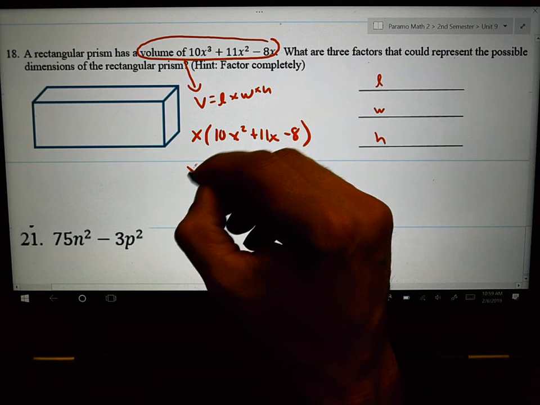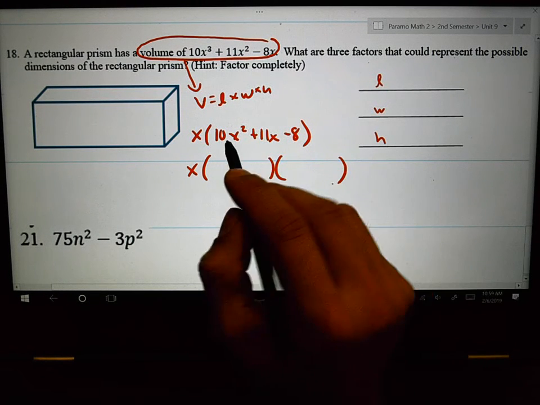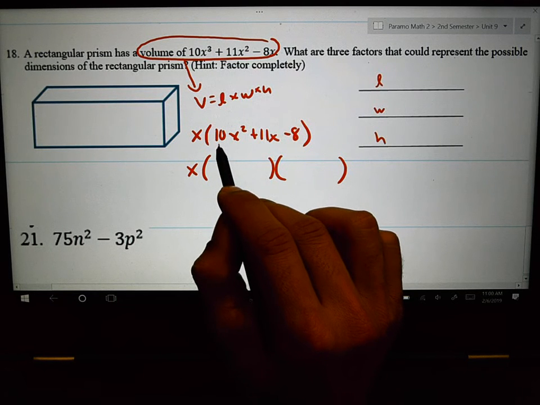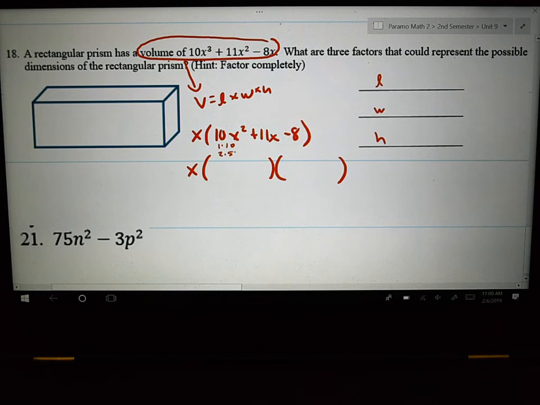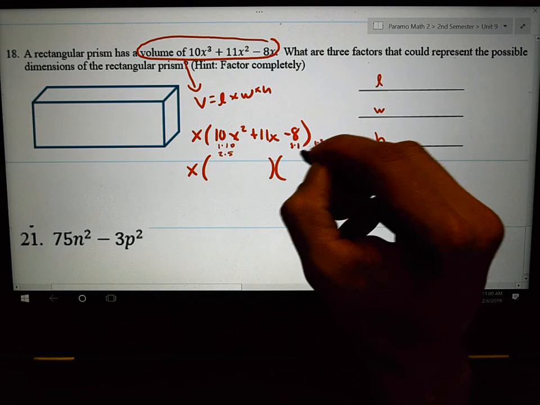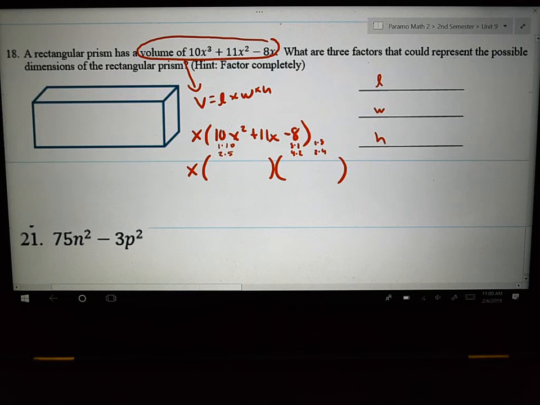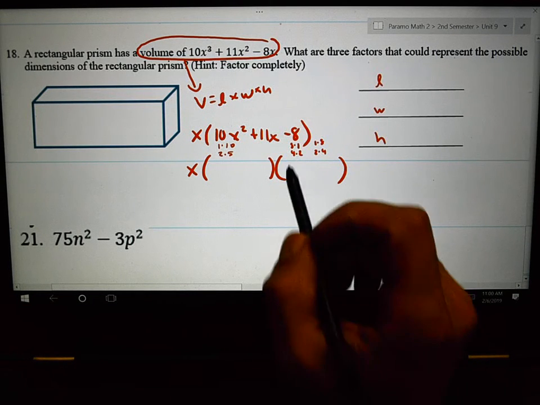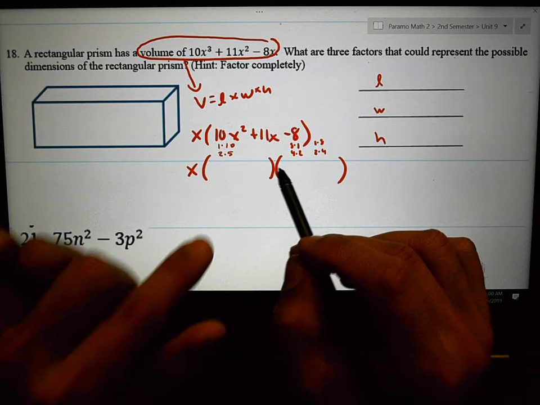If the GCF is an x, what I then can do is break apart the 10 into 1 times 10 or 2 times 5. I can break apart the 8 into 8 times 1, 4 times 2, or 2 times 4. It's going to be a negative 8, so I know that means 1 needs to be a positive and 1 needs to be a negative. And we're looking for something that adds to be 11.